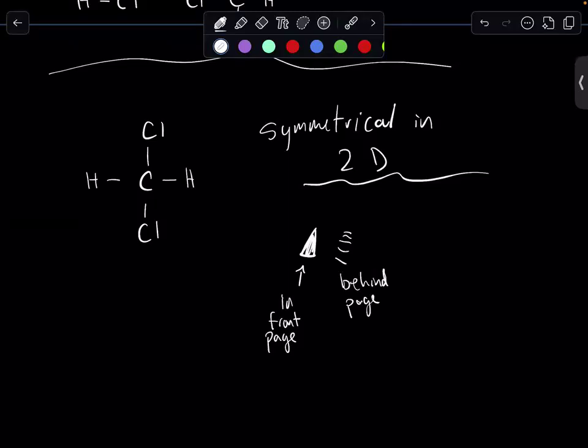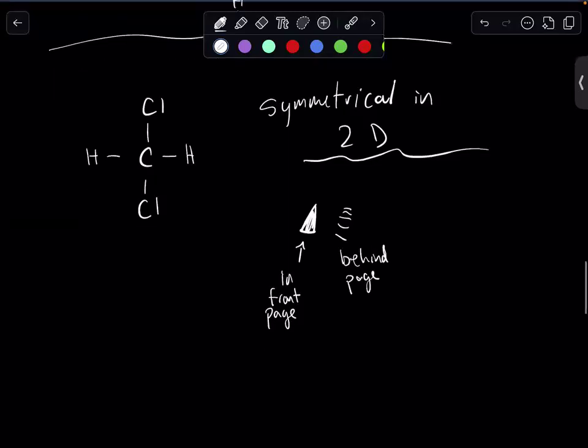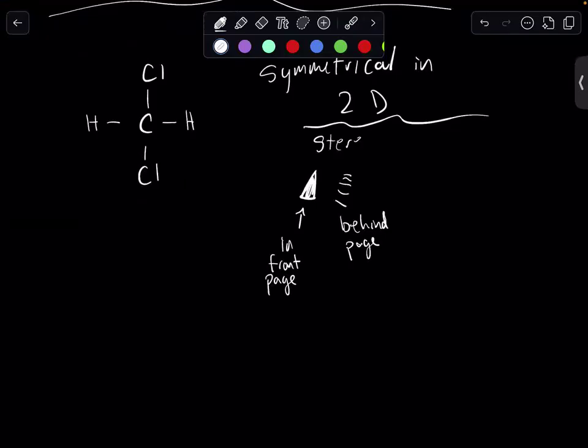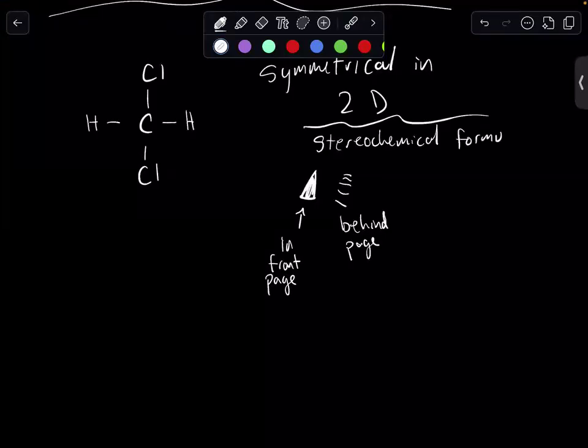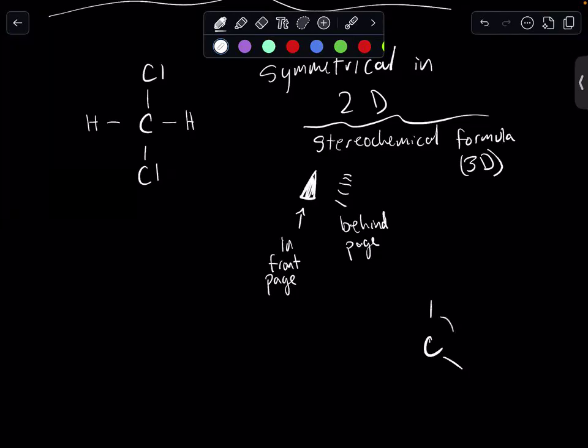So we can redraw this, and we'll redraw it in what we call the stereochemical formula, which is all about 3 dimensions. And we draw our carbon, and we're going to make these bond angles 109.5 approximately. And we have chlorine, hydrogen. Then we have a chlorine coming out in front and a hydrogen coming out behind.